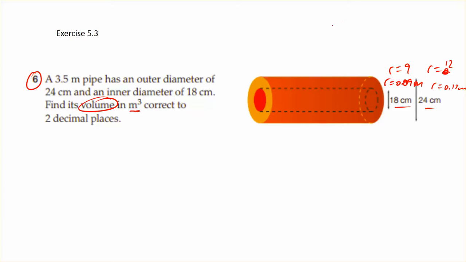How do I know that? Because I know from centimeters to meters, I need to divide by 100. Okay, so 9 divided by 100 is 0.09, and 12 divided by 100 is 0.12.